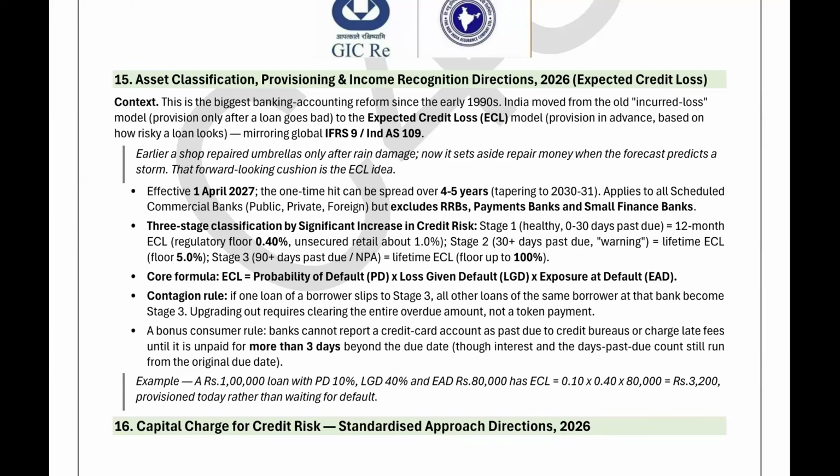This is the biggest banking accounting reform since early 1990s, right? And it is a very important circular. India moved from the old incurred loss model, provisioning only after a loan goes bad, to the expected credit loss, that is the ECL model, which is provisioning in advance based on how risky a loan looks, mirroring global IFRS 9 and Ind AS 109. I have already told you what IFRS is.